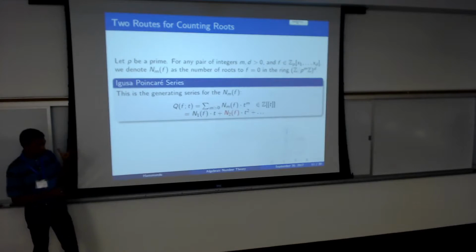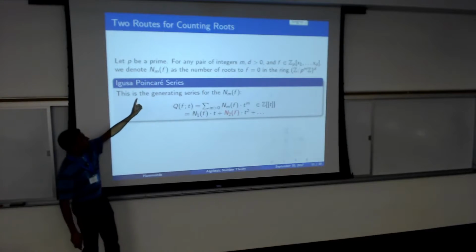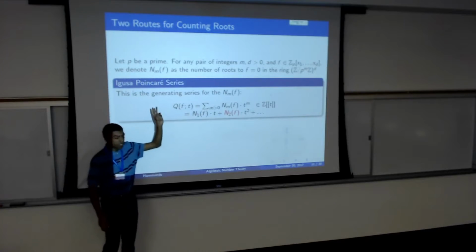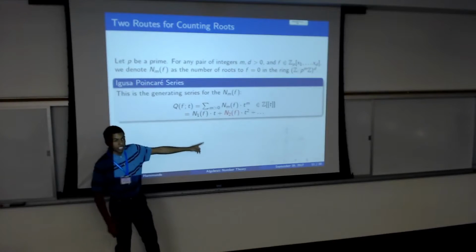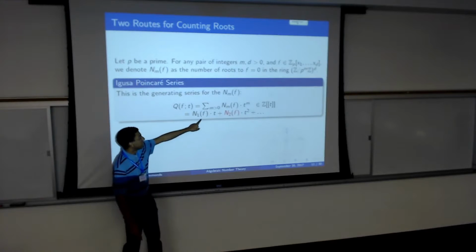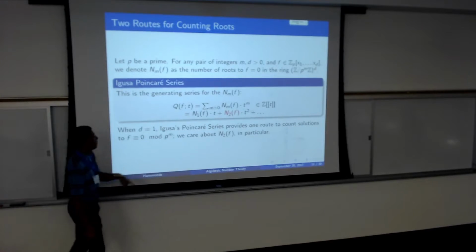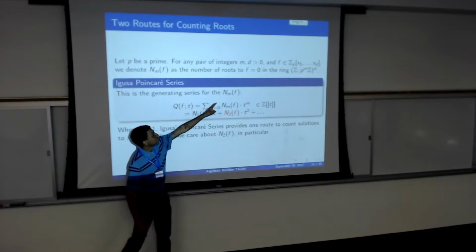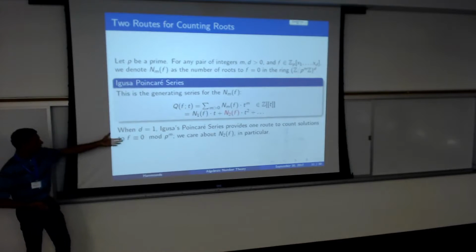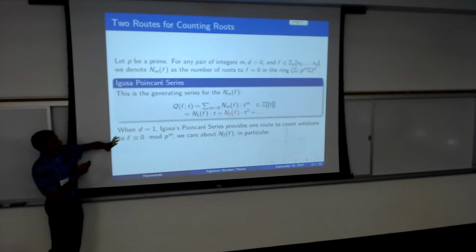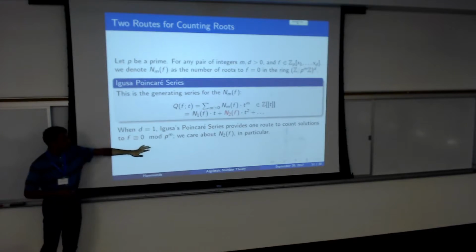This might look a little intimidating, but it just means that if we know N_m of f is the number of roots to f for some m, then we can encode those values in a generating function and assign each of them to a variable. What we're interested in is picking out N_2 of f, because N_2 of f is going to be the solutions to f equals 0 for Z mod p squared. And we want to work with p squared, and particularly when d equals 1, because we're working only in one variable. So this gives us one route to count solutions to f equals 0 mod p to the m.